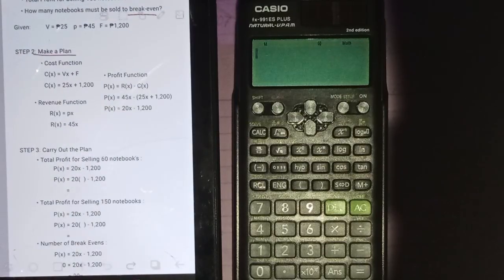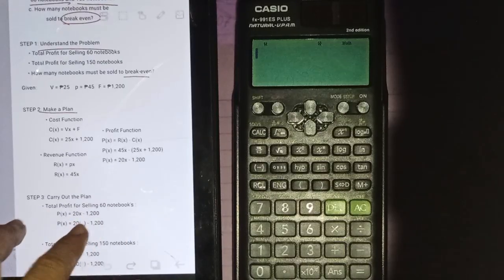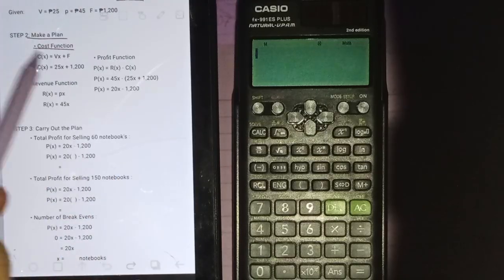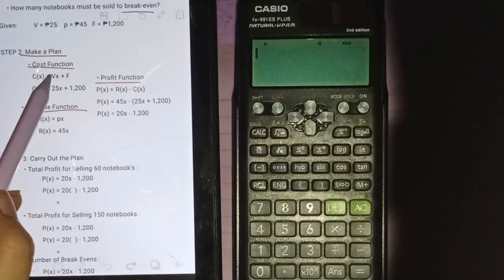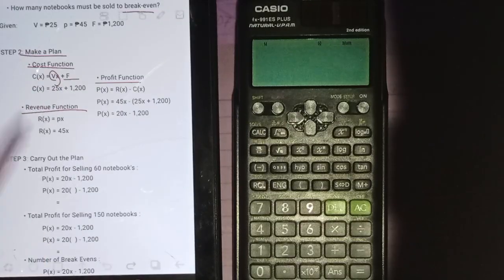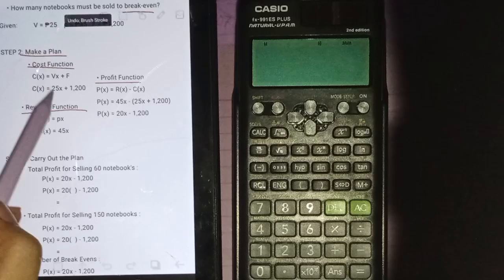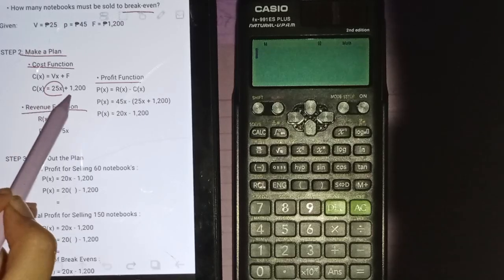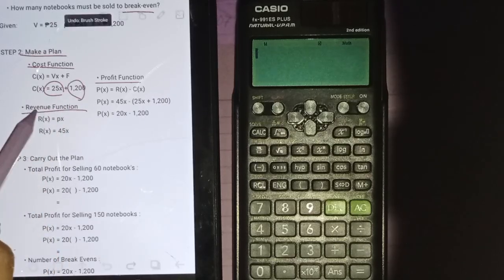Step 2 is make a plan. Now we have to consider these three in order to solve the problem: the cost function, the profit function, and the revenue function. The cost function, which is looking for the variable cost and the fixed cost. Now the variable cost is 25, and the fixed cost is 1,200.